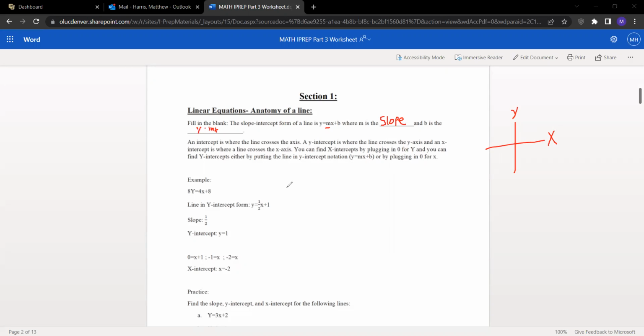Here's an example. 8y is equal to 4x plus 8. When you rearrange and solve, we get y equals half of x plus 1. Then we know y equals mx plus b. We have our slope of 1/2, our y-intercept of 1. The way we find our x-intercept is we set y to 0. So it'll be 0 equals half of x plus 1. We solve for x.